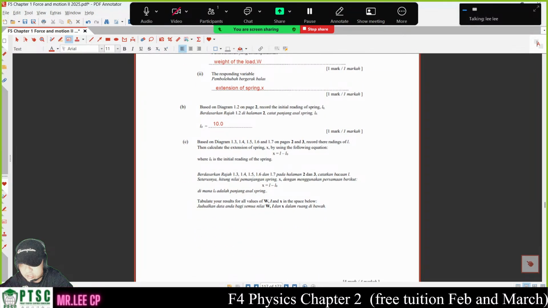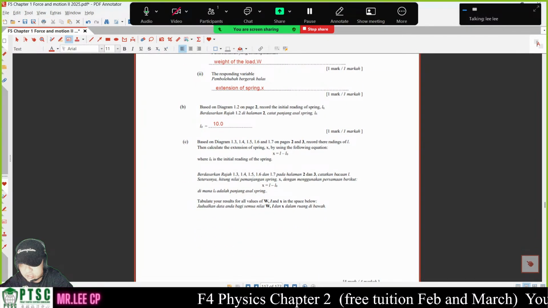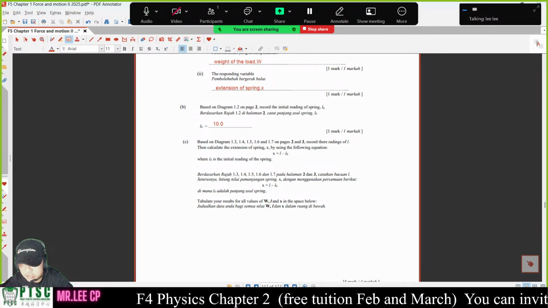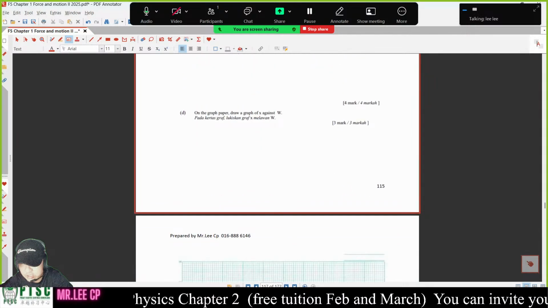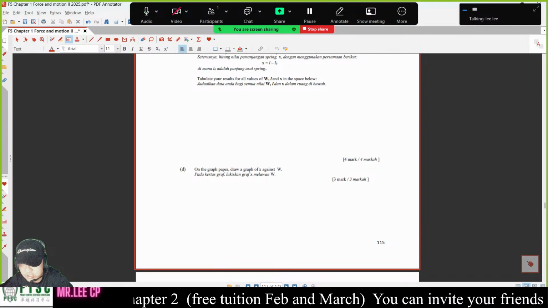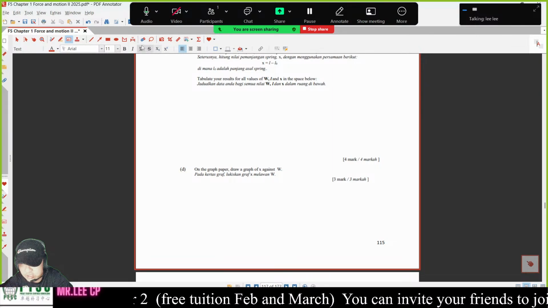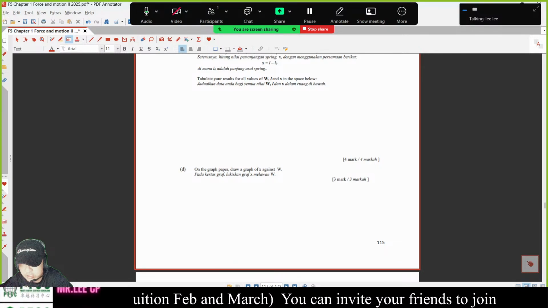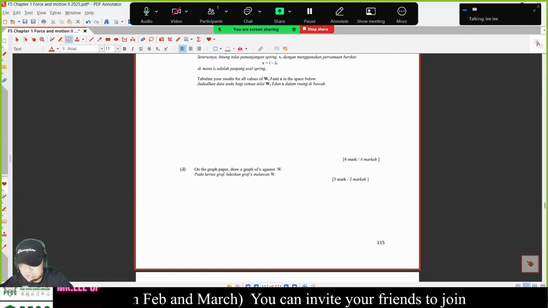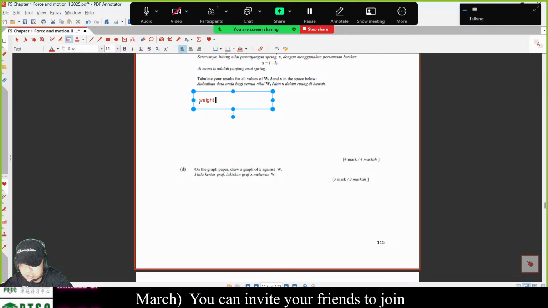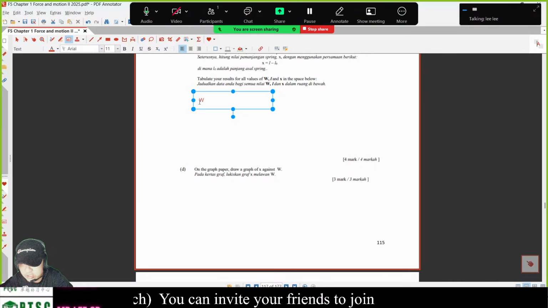Then calculate the extension of string by using the equation L minus L naught. You go and calculate here, you put your data here, and then tabulate your data for the values. So you are going to put in the data here. Remember, the left hand side has to be the manipulated variable, the right hand side has to be the responding variable. Left hand side is weight. No need to write in full, just write the symbol, Newton.